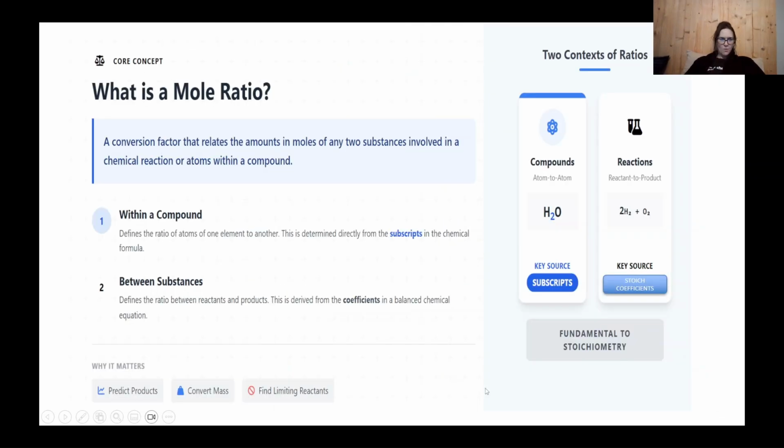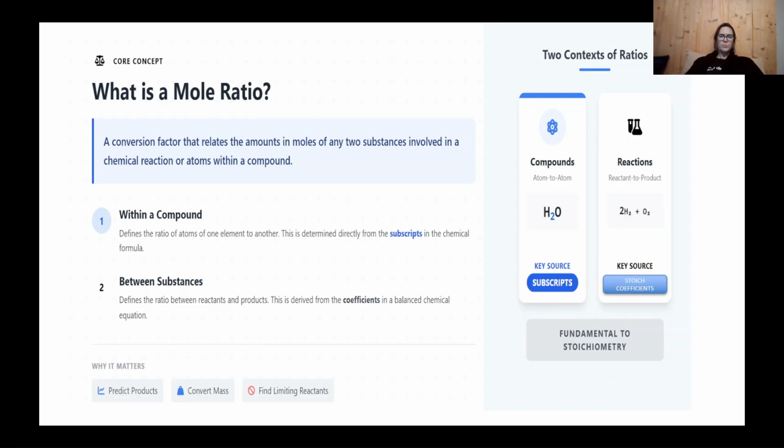Okay, what is a mole ratio? A mole ratio is a conversion factor that relates the amounts in moles of any two substances involved in a reaction, or you can be talking about the ratio of atoms within a compound. So, for example, for a compound mole ratio, H2O, the 2 indicates you have 2 moles of hydrogen for every 1 mole of oxygen in 1 mole of water. So if you were to split 1 mole of water apart, you would get 2 moles of hydrogen, 1 mole of oxygen.